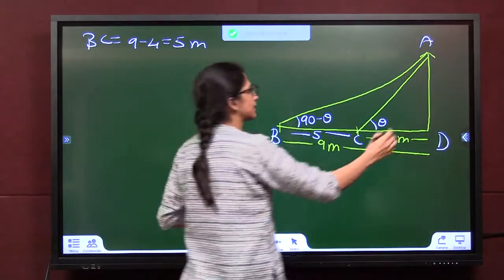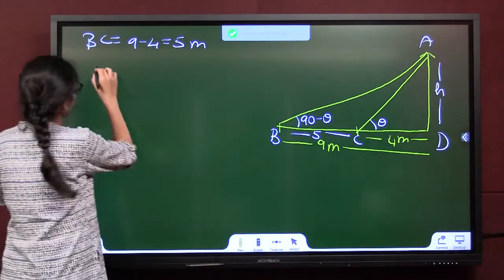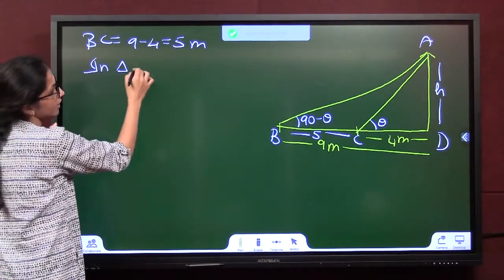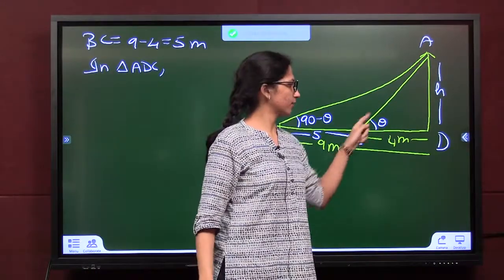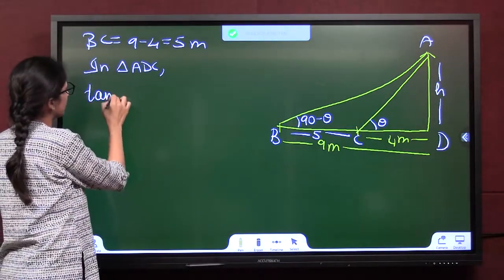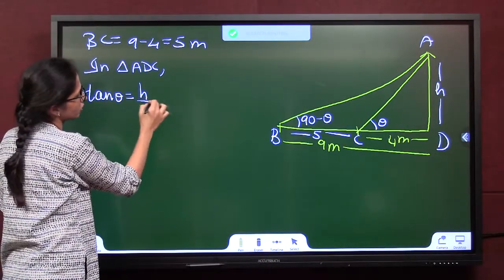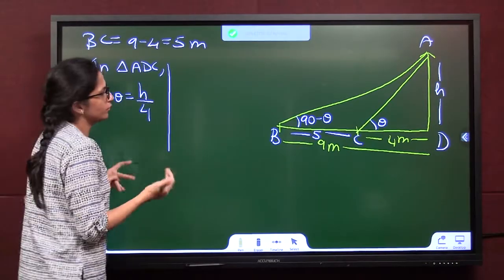So let's call this as h and let's begin the problem now. Take 1 triangle at a time. There are 2 triangles there. In triangle ADC, the inner triangle, what is tan theta? Tan theta is h by 4. Can't do anything, leave it there because we don't know theta.